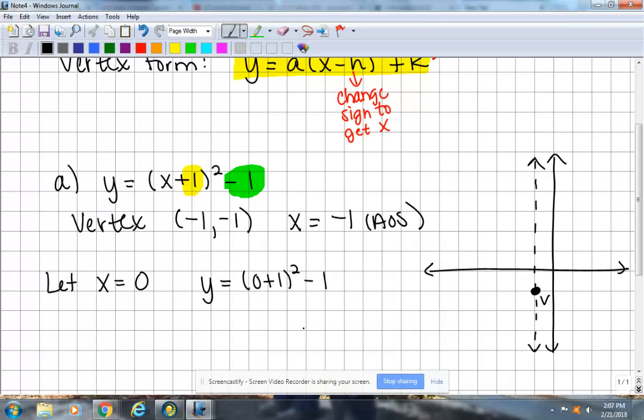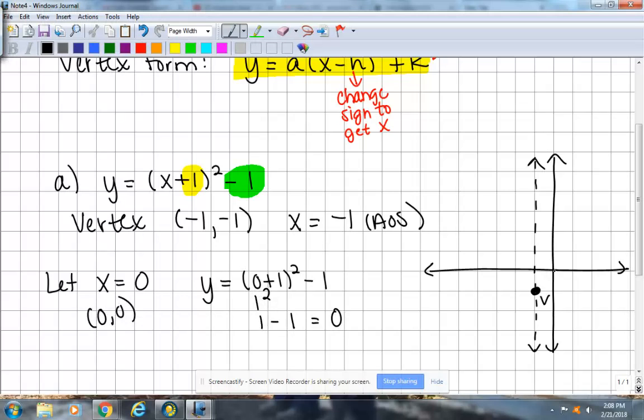Now guys, order of operations. Please excuse my dear Aunt Sally. Parentheses, then exponent, and then you add or subtract. So what is 0 plus 1? What is 1 squared? And 1 minus 1 equals what? 0. So the point 0, 0 is on our parabola.